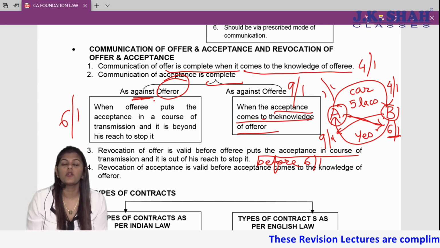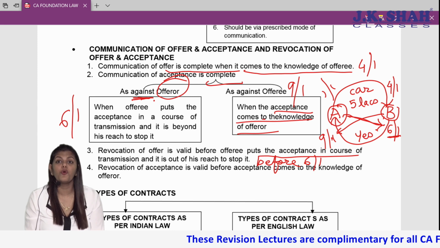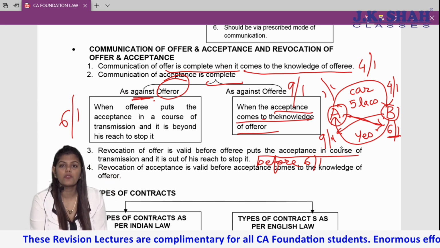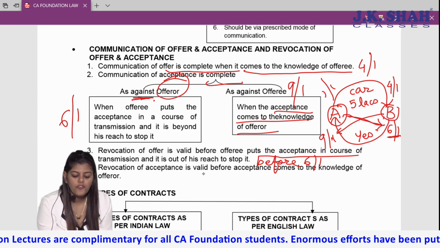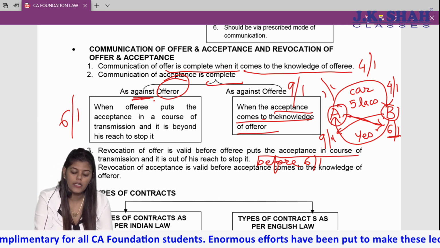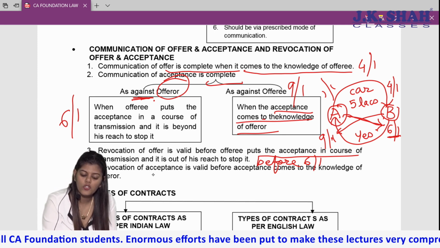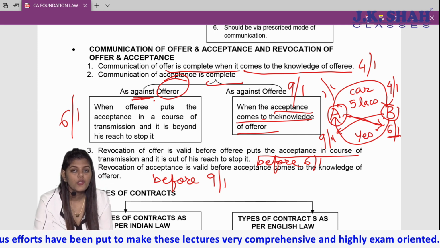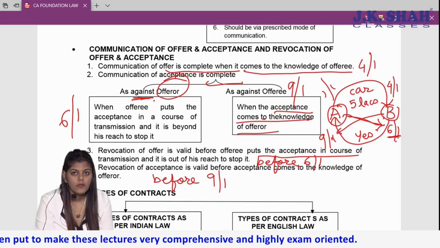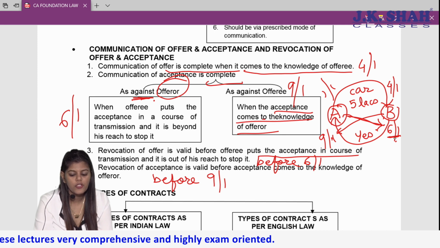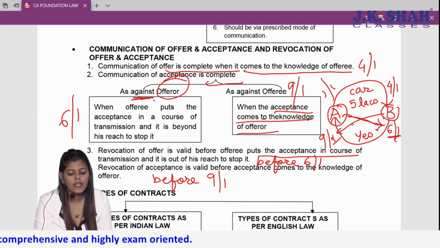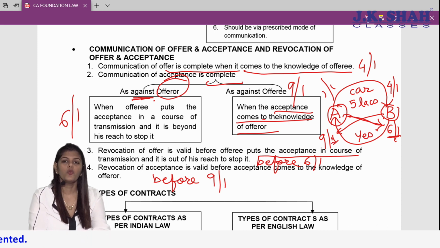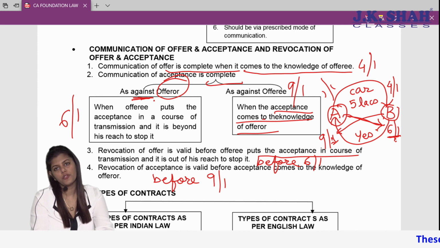Similarly, you can cancel your acceptance anytime before I come to know about the acceptance. I came to know about the acceptance on 9th Jan. So revocation of acceptance is complete or valid before acceptance comes to the knowledge of the offerer, that is before 9th Jan. So as against A, 6th, because A can cancel his offer anytime before 6th, and as against B, 9th, because B can cancel his acceptance anytime before 9th. So always when you get a question, put it in this format, you'll remember.